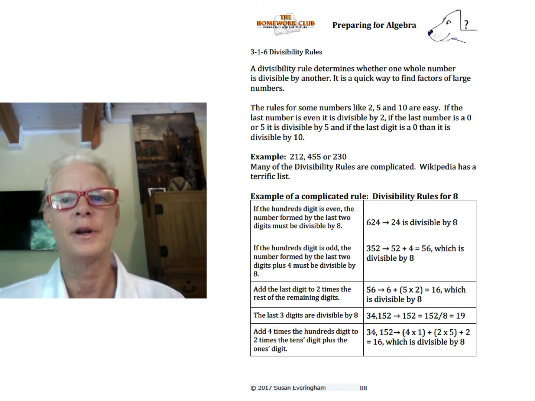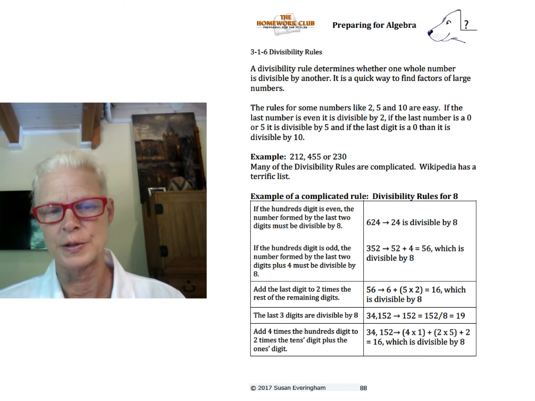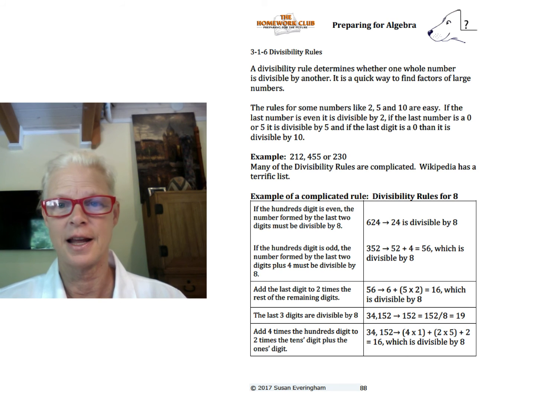We're going to move on, but if you want to learn more about divisibility rules, then we can go to Wikipedia to look them all up. All right, thanks.